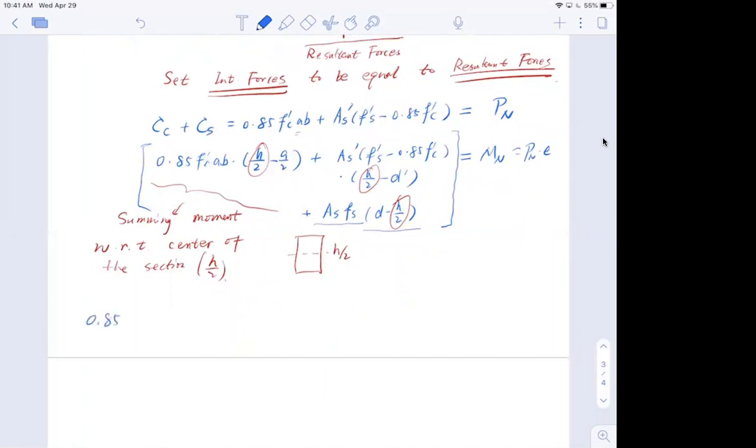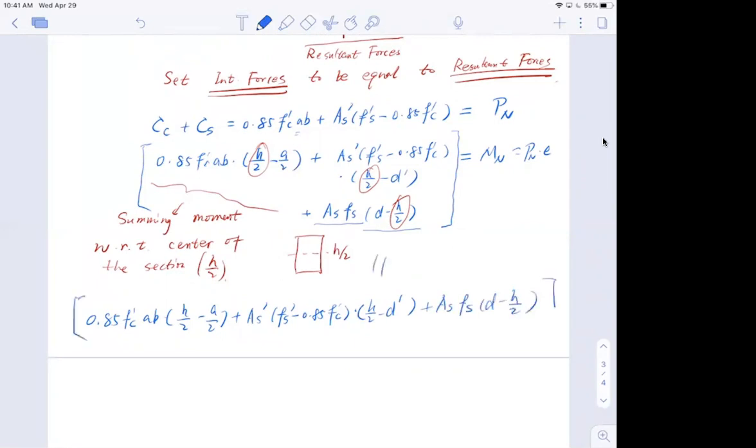All right. Let me rewrite it on one line for you so you can see it better. Half h minus d' plus As. It's pretty long, that's why I had to use two lines, but this is essentially what it is. Awesome, thank you.